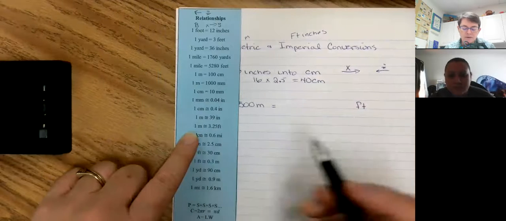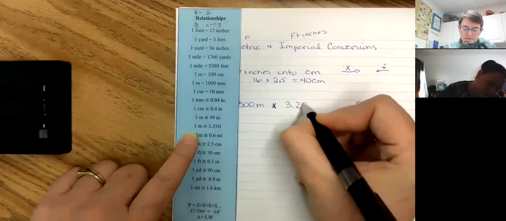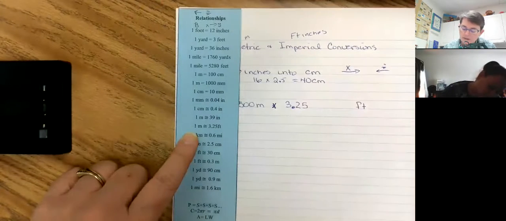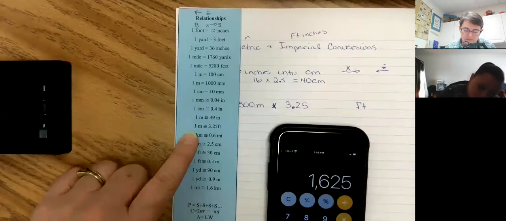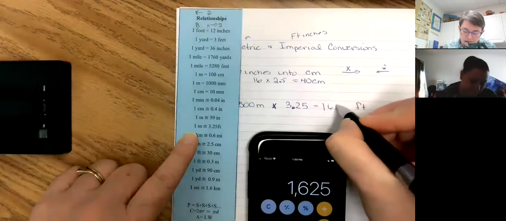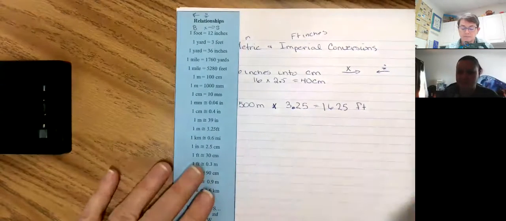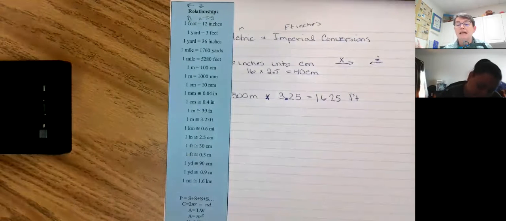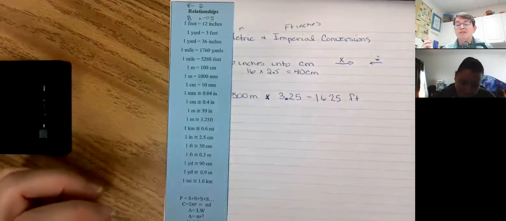And if we're going the way we're reading, we're going to multiply. 500 times 3.25. Yeah, that seems about right. Because 500 meters is half a kilometer. That's quite a ways. Ta-da! That's pretty much all there is that's sort of new in this section.